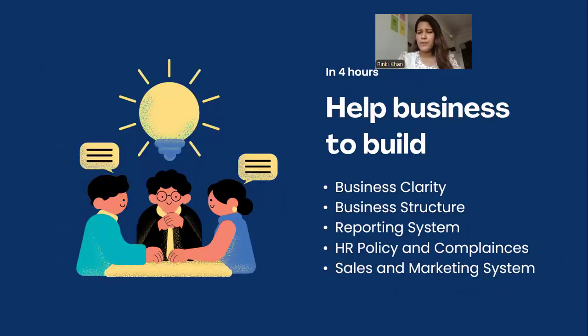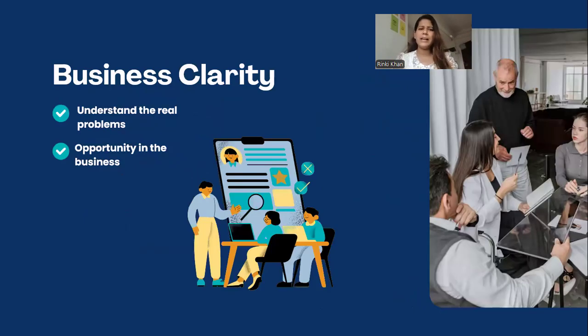In 4 hours of workshop, we help business owners build business clarity, business structure, reporting systems, HR policy and compliances, and sales and marketing systems. Now, if we talk about business clarity, we basically understand the real problems and the opportunities of the business so they can have clarity and control over their business.